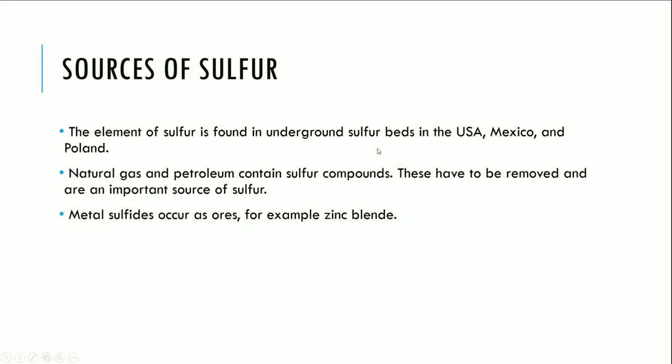So sulfur is found mainly in underground sulfur beds in the USA, Mexico, and Poland. Natural gas and petroleum contain a moderate amount of sulfur compounds. These have to be removed and are also an important source of sulfur. Metal sulfides occur as ores, and one example of this is zinc blende, and you should know of this already in terms of the extraction of metals. If you don't know that, you should go and revise that as well, because they tend to ask you a lot about that in exams.